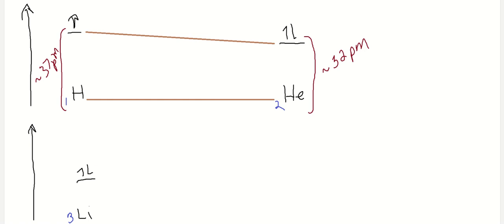They're going to shield any electron outside of them. So lithium does have 1 electron outside of that in the 2s orbital, and that's going to be shielded by the electrons underneath it. So it's going to be farther out. This is like 152 picometers.